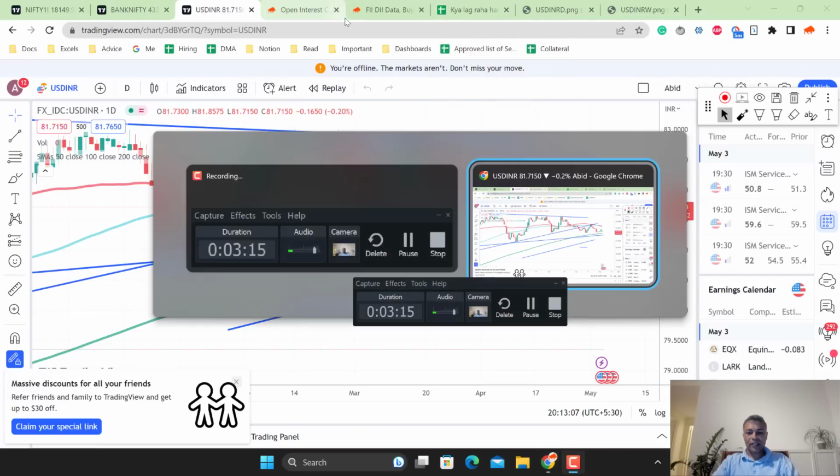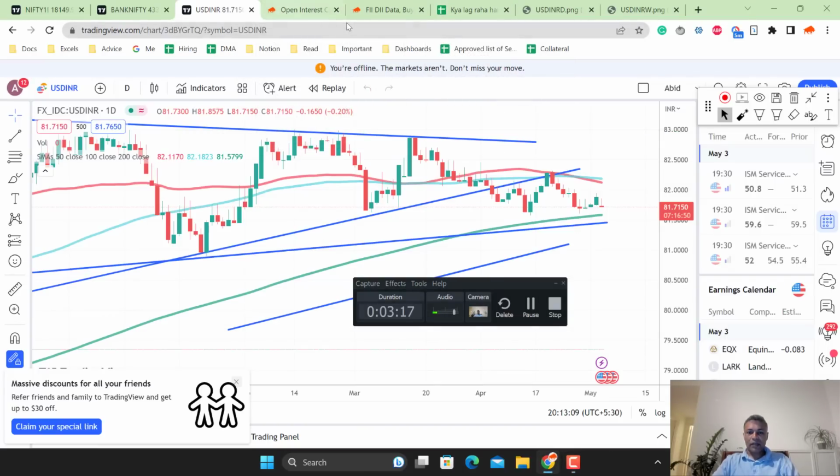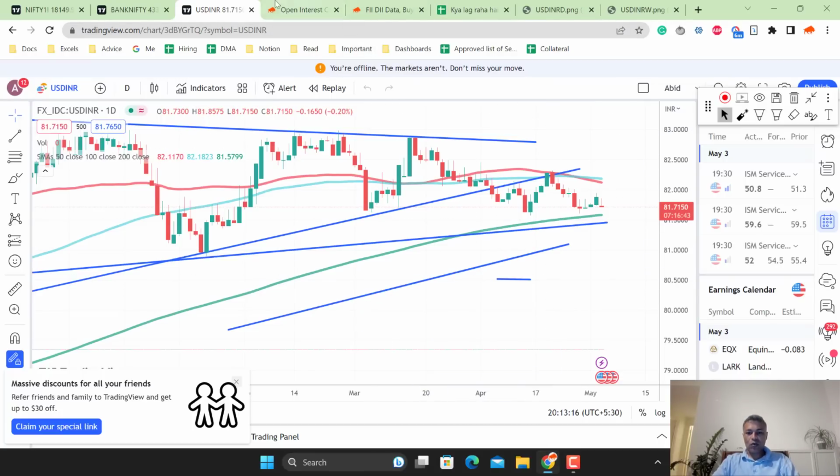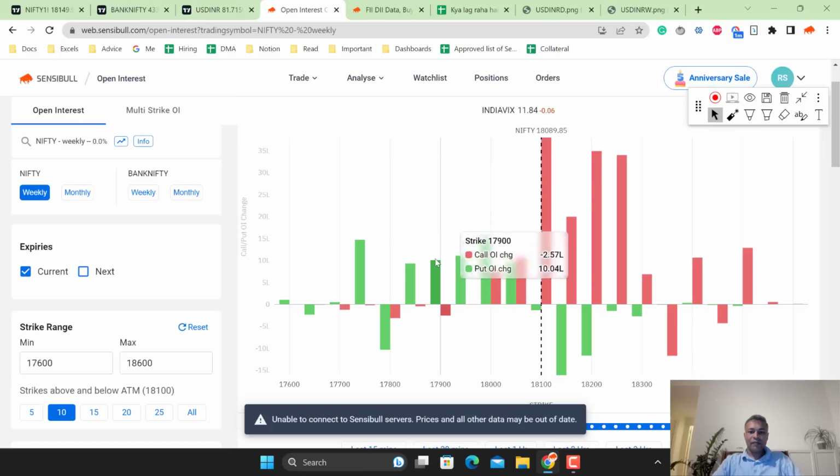So everything is looking good. It means that the ability to take risks, people getting optimistic, is coming back into the market. Now let's look at open interest data, which is the second part of it.